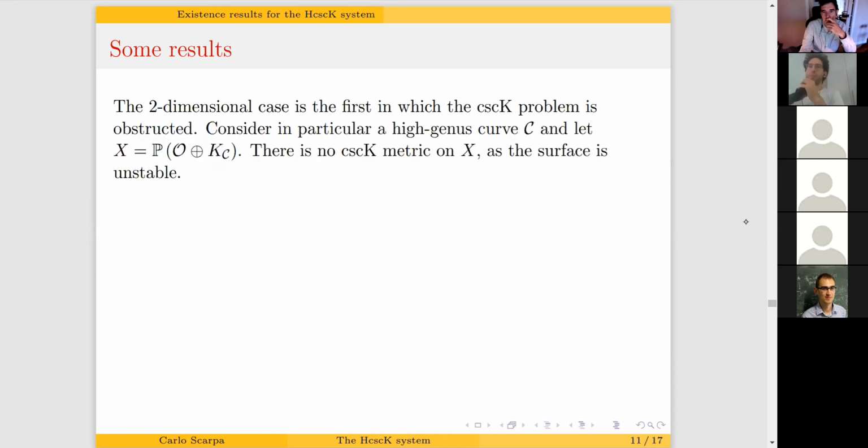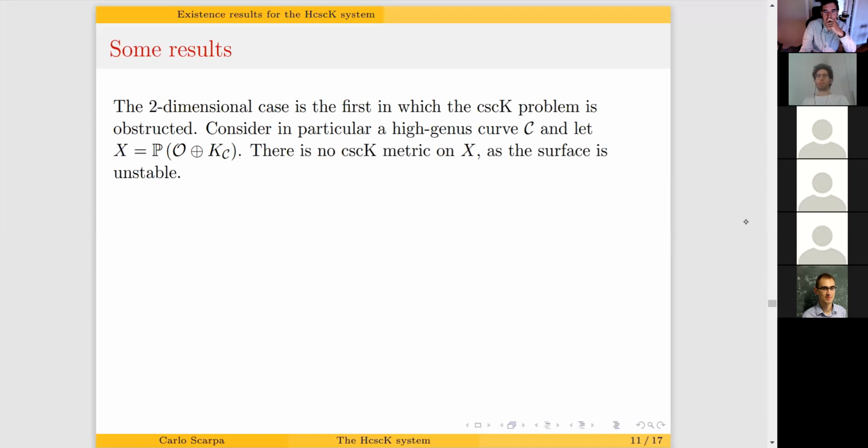Instead, what happens on surfaces is maybe a bit more interesting, because on a complex surface we find the first obstructions to the symplectic problem. So on a surface, we know that sometimes there is no solution of the symplectic equation. So one might wonder, okay, there is no solution of the symplectic problem, but maybe if we choose a Higgs term in an appropriate way, we can find solutions of our more general system.